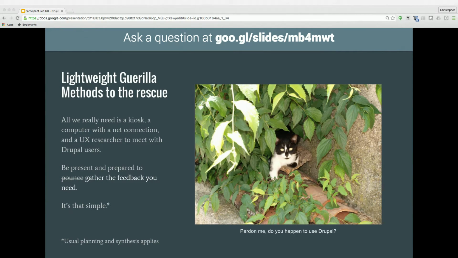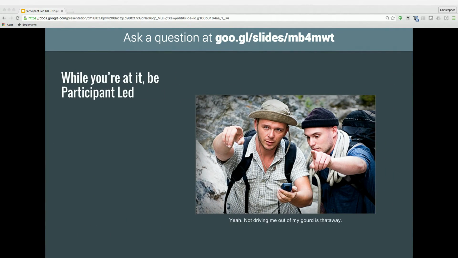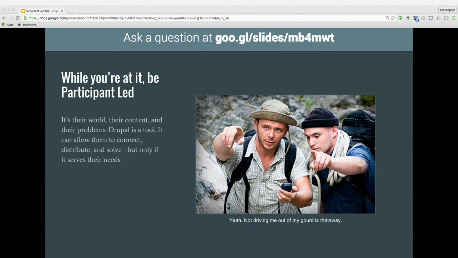You're going to have to figure out what you're doing beforehand. You're going to have to figure out what that all meant after the fact. Some things you do not escape. And while you're at these exercises, you're going to get out there and actually engage with people out in the hallway. Next time we have a Drupal camp at DrupalCon, next time that happens, be participant-led. So it's their world, their content, and their problems.